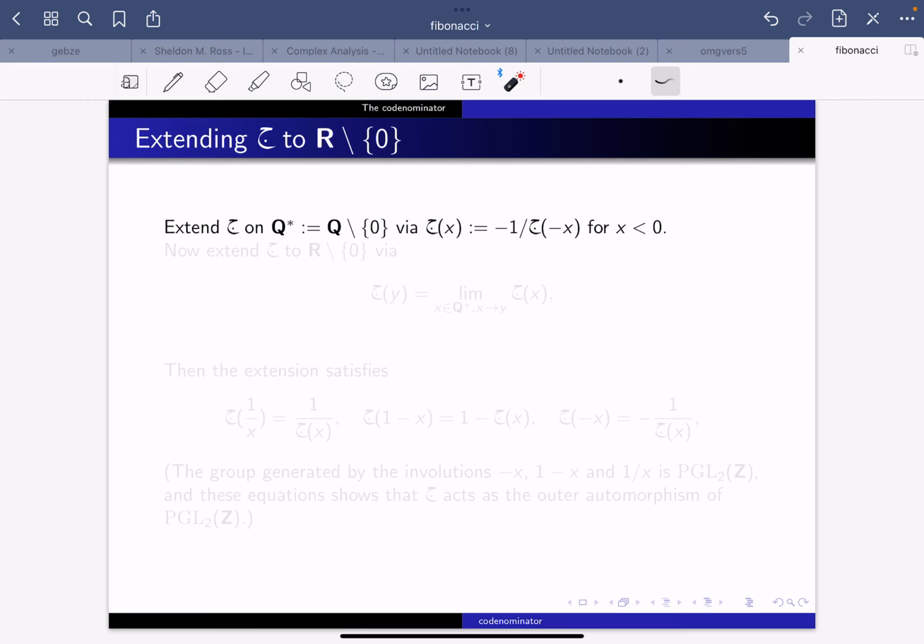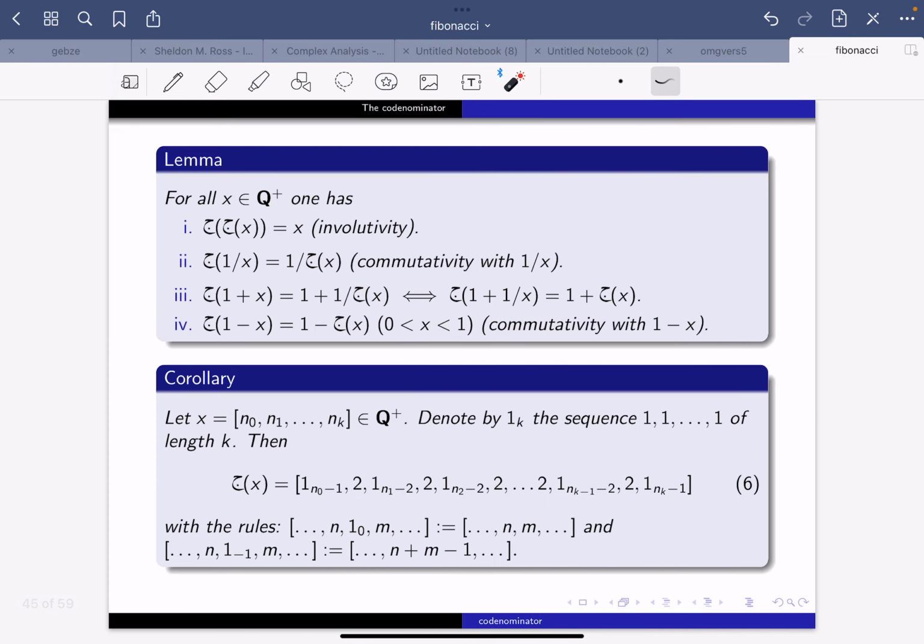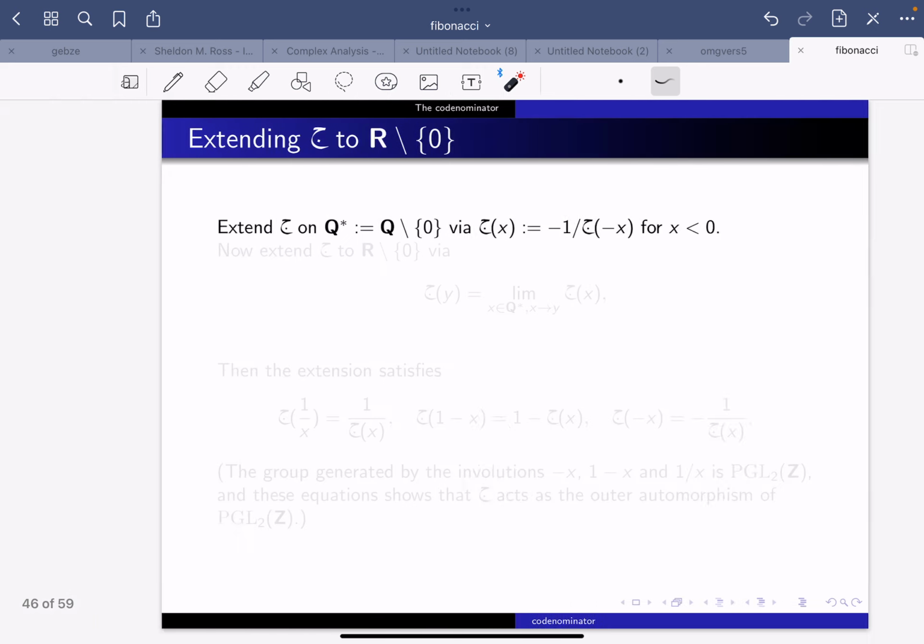Now we can extend this function Jimm to the set of non-zero real numbers. First of all, we extend Jimm to the set of negative rationals by setting Jimm of x equals minus 1 over Jimm of minus x, whenever x is negative. And then we extend it to the reals by continuity. So Jimm of y is defined to be the limit. We can show that this limit always exists, and in fact it is easy to observe this from this formula, that this limit exists.